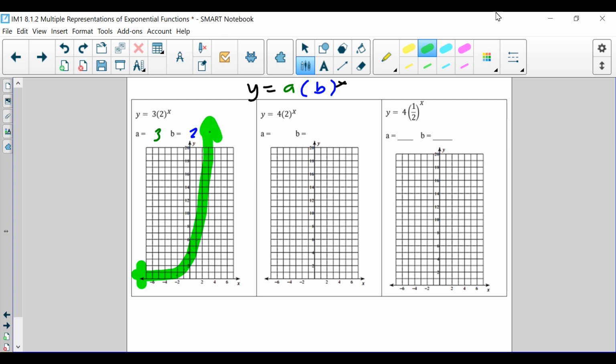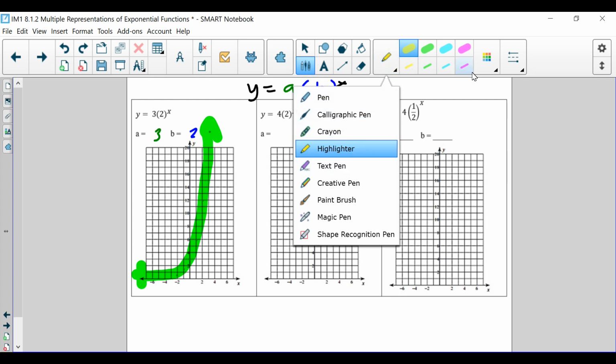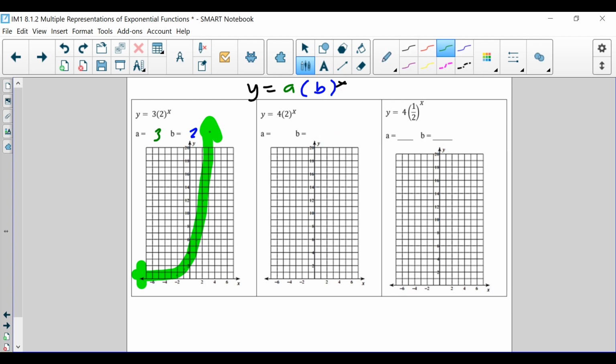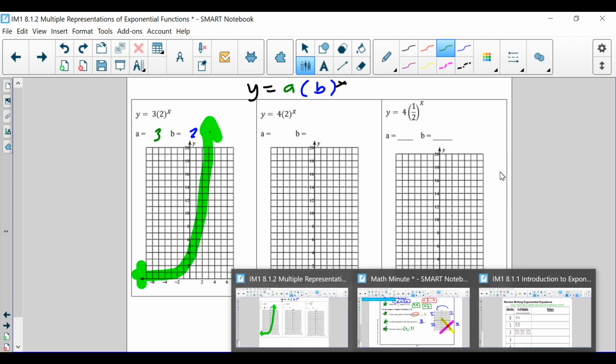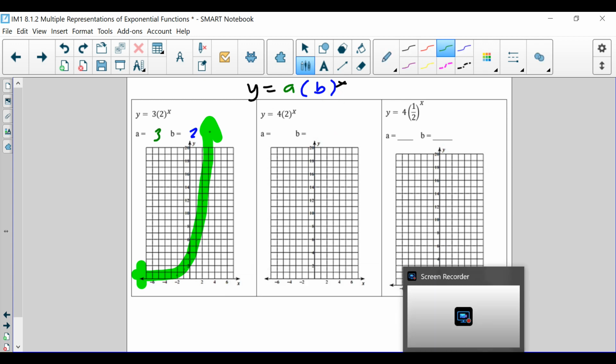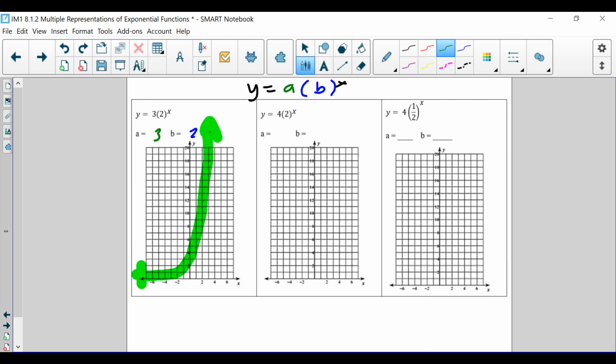Okay, next one, let's go over this one. We've got 4 times 2 to the x power. Keep in mind, with 4 times 2 to the x power, we've got 4 as our starting value, our y-intercept. And then 2 is going to be our base value or multiplier.